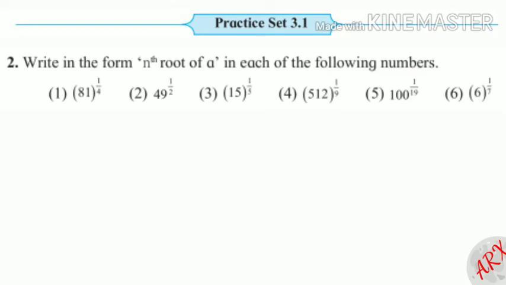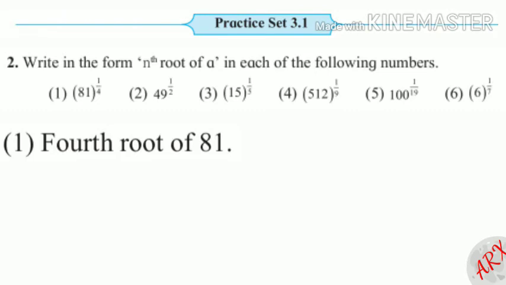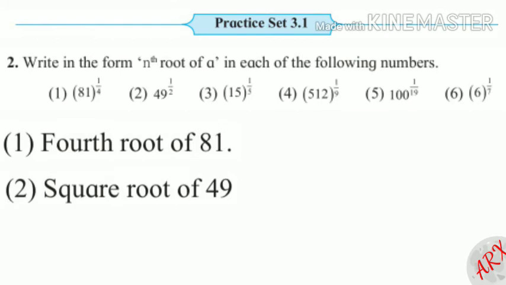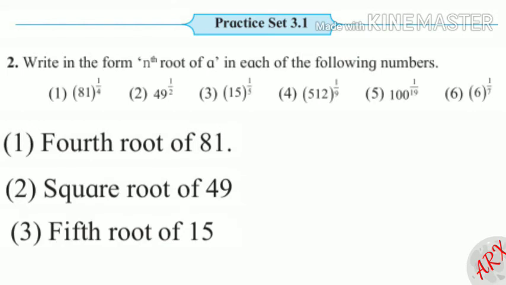First, 81 raised to 1 upon 4. So we can write fourth root of 81. Second, 49 raised to 1/2. So answer will be square root of 49 or second root of 49. Third, 15 raised to 1 upon 5. So answer will be fifth root of 15.